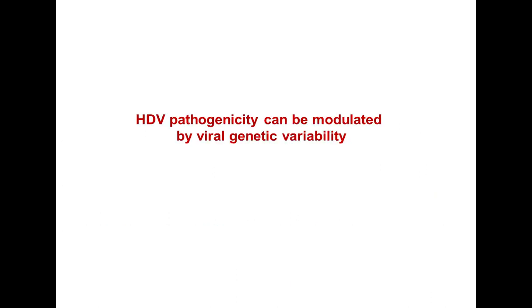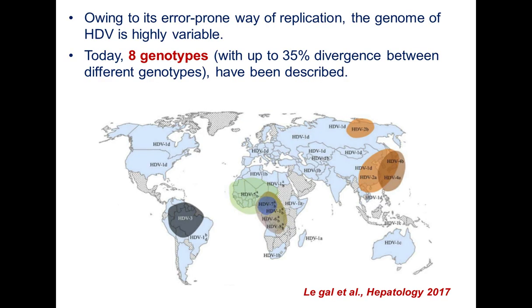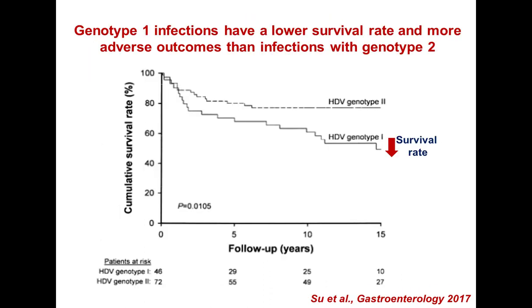HDV pathogenicity can also be modulated by viral genetic variability. In particular, HDV is characterized by a high degree of genetic variability that has allowed the virus to spread into 8 different genotypes. This study shows that genotype 1 is associated with a lower survival rate than genotype 2.